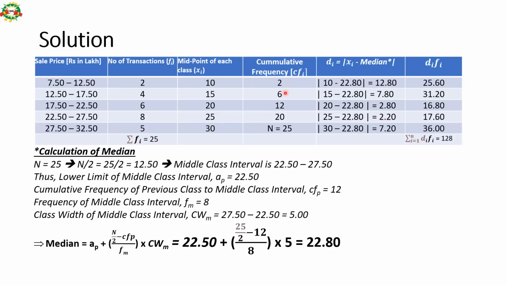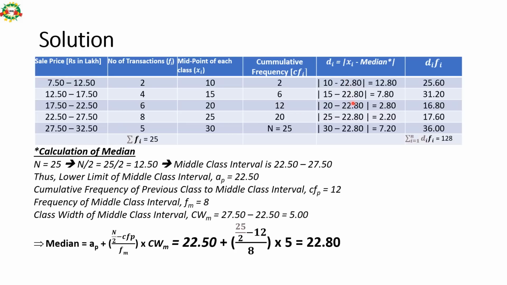Then 6 comes from 2 plus 4. 6 plus 6, 12. 12 plus 8, 20. And 20 plus 5, 25. And this is the capital N. Again, the difference between xi minus median. So 12.8. So this 10, these figures are coming from here.